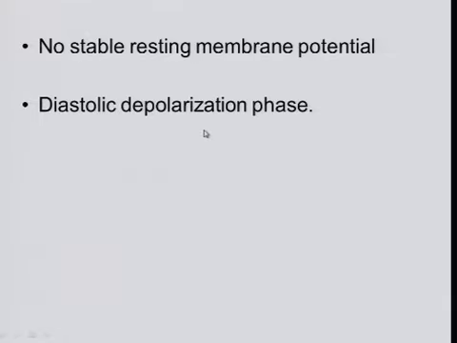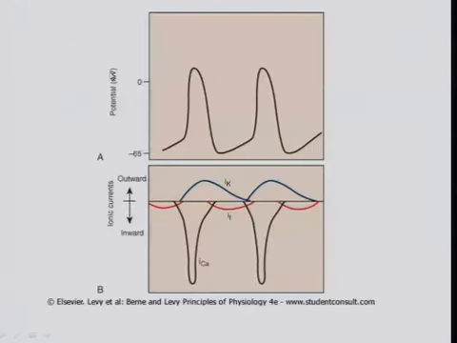That's important. If I ask you what the resting membrane potential of a sinoatrial node cell is, the answer is the sinoatrial node does not have a resting membrane potential. It does have a maximum diastolic potential, and it has a diastolic depolarization phase. That diastolic depolarization phase is really due to several factors that interact during it.